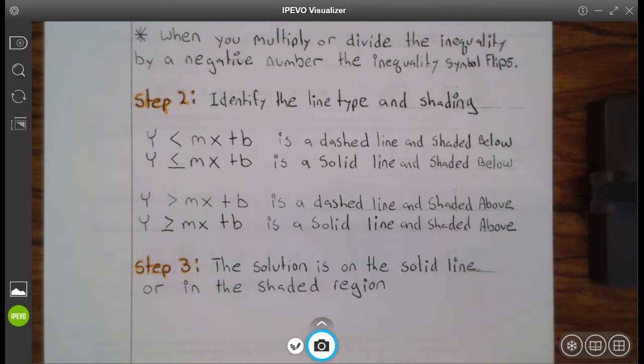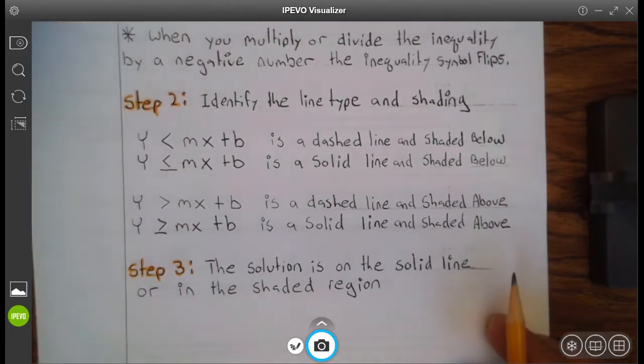Step 2, identify the line type and shading. Y is less than mx plus b is a dashed line and shaded below. Y is less than or equal to mx plus b is a solid line and shaded below. Y is greater than mx plus b is a dashed line and shaded above. Y greater than or equal to mx plus b is a solid line and shaded above. Step 3, the solution is on the solid line or in the shaded region.